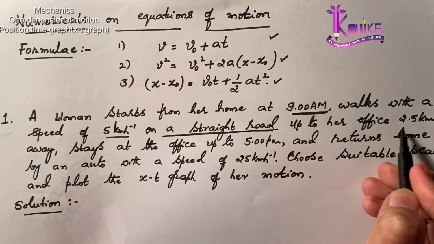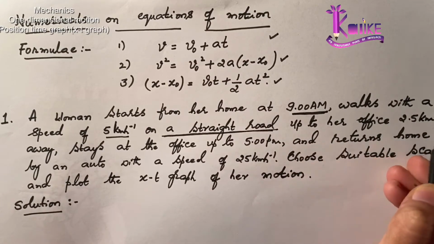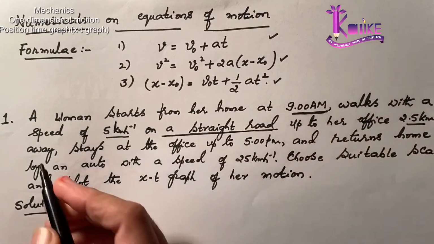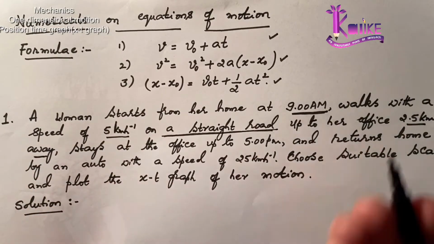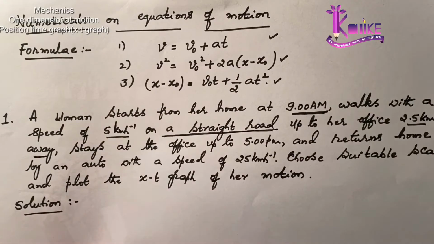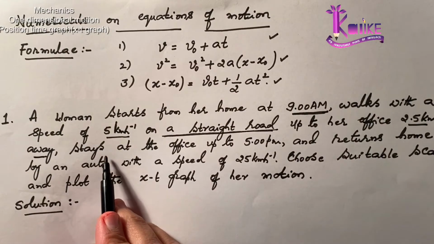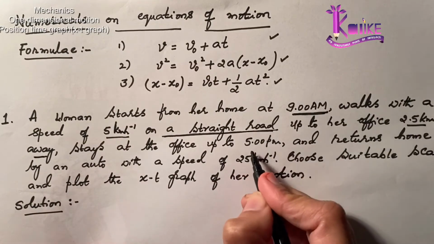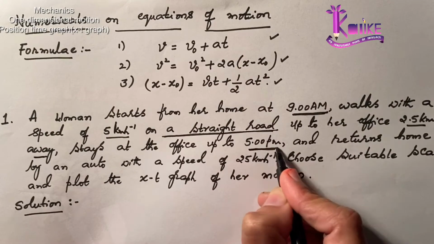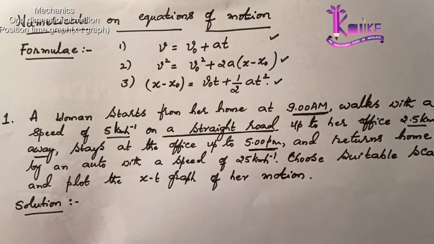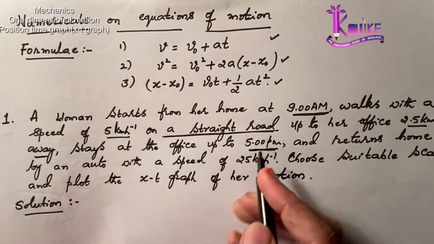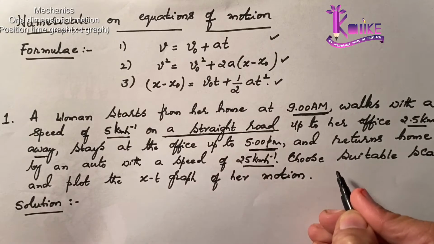Walks up to her office, which is 2.5 kilometers away. So we know the distance from her home to the office, which is 2.5 kilometers away. So we have this data. She stays at the office up to 5 p.m. So this is another time that's being given. So she stays at her office till 5 p.m. and then she decides to return back by an auto with a speed of 25 km per hour.